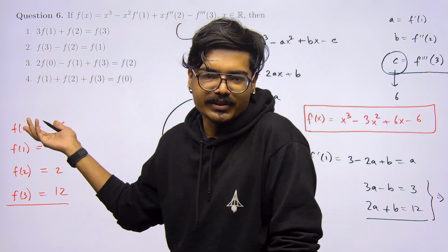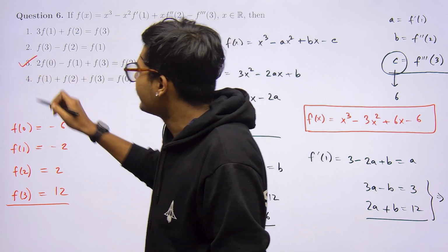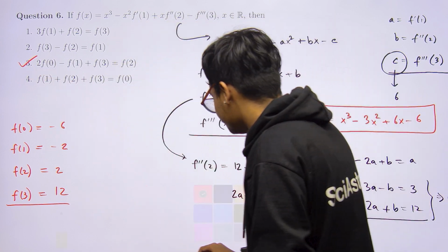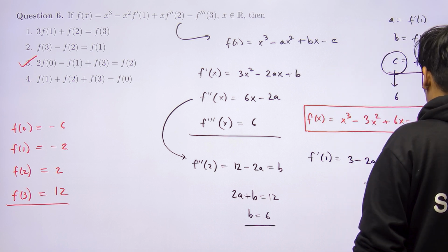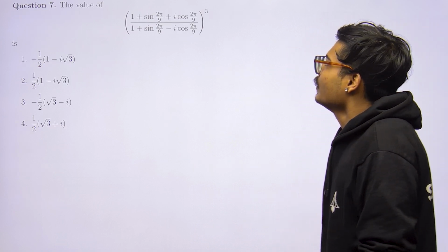And because it's a single option correct, you don't have to check the fourth option. So the right answer is option 3, all right? So that's your sixth question. Coming to the next one, find the value of this thing.